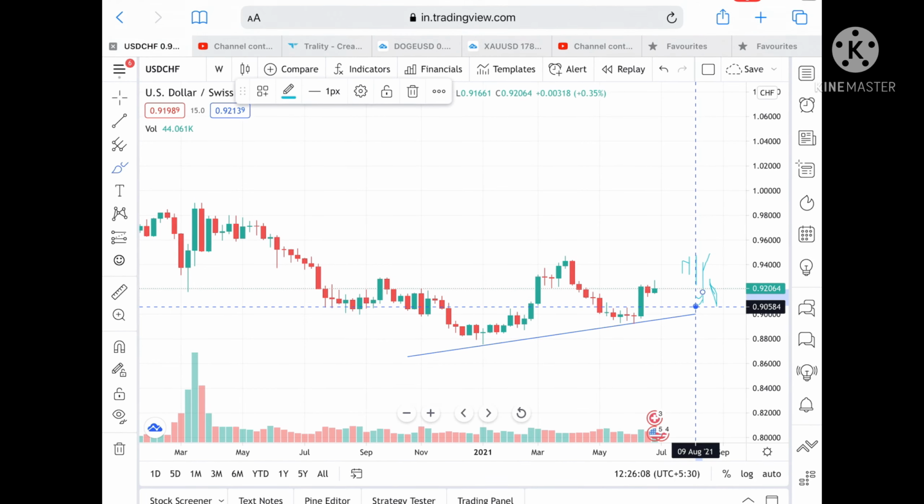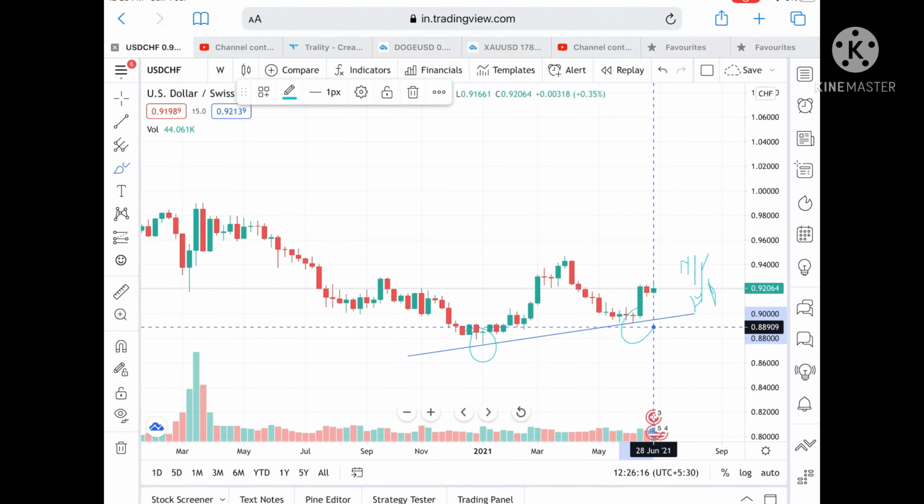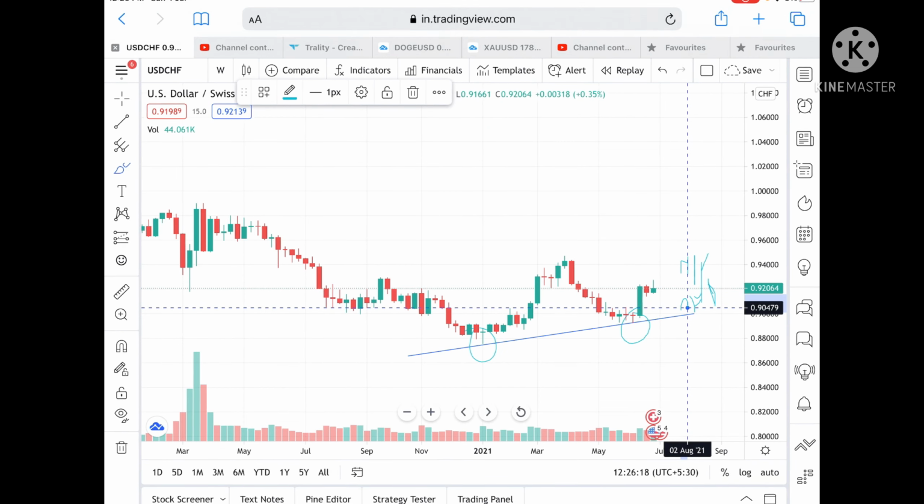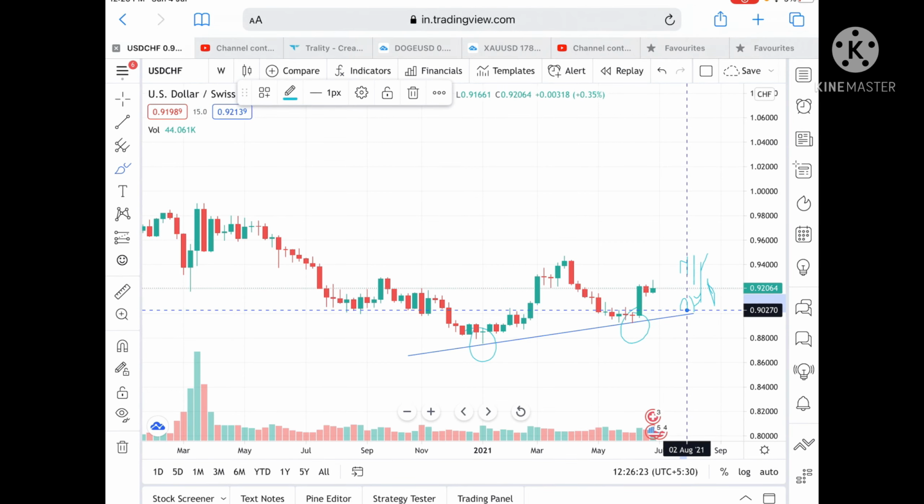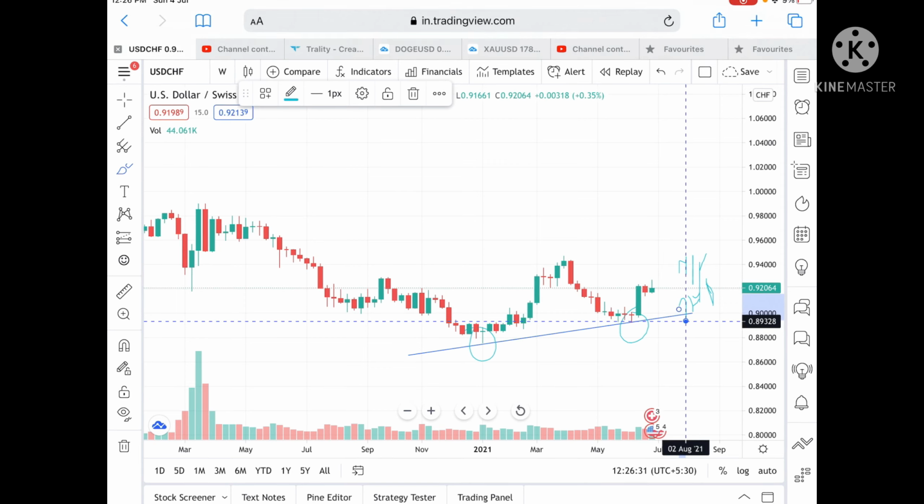Okay, once 0.90 is touched, then we are on the buy side because this level is already tested twice, so chances are high that if it comes close to 0.9479, then it can come close to around 0.9270, then chances are high that it can come to a level of 0.989. Okay, once it comes close to this level, then chances are high that it can break this level and can touch a level of 0.8760.